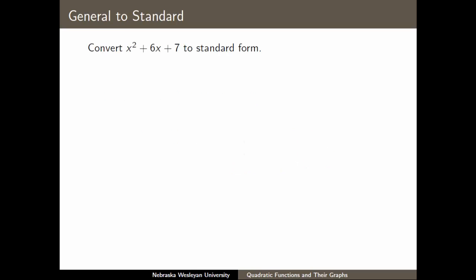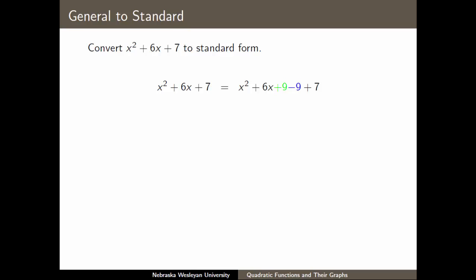What if I began with the general form and wish to convert it to standard form in order to see how the graph has been transformed? We accomplish this with a technique called completing the square. Disregard the plus 7 for a moment and ask, what number would I like to have there so that x squared plus 6x plus that number is a perfect square? Trust me for a moment that this number is plus 9.